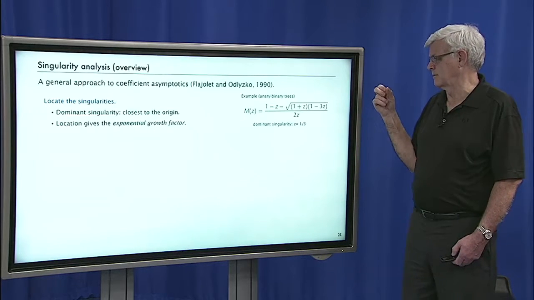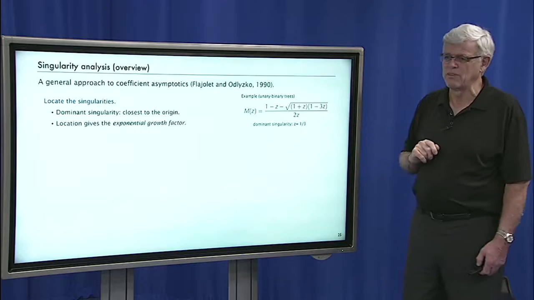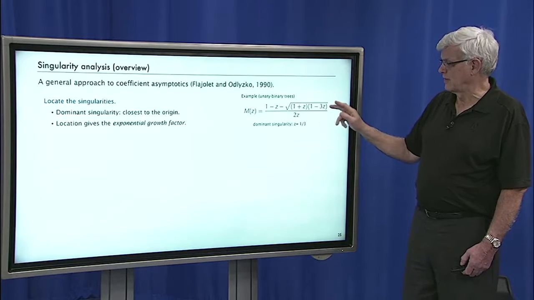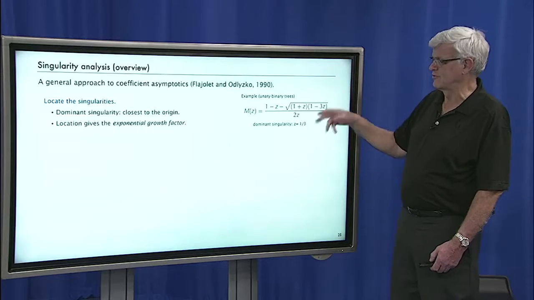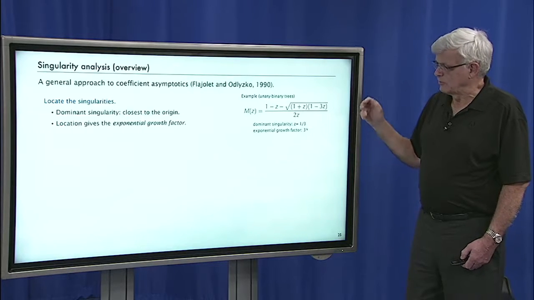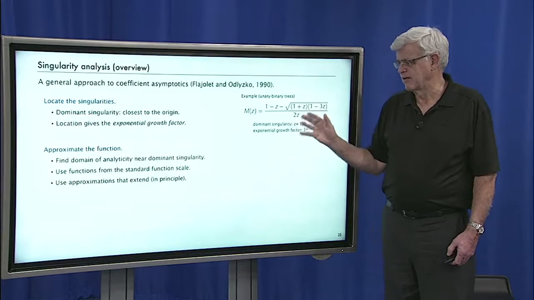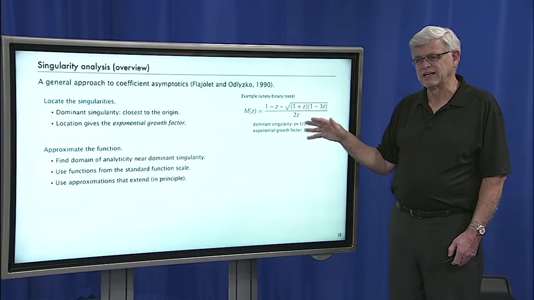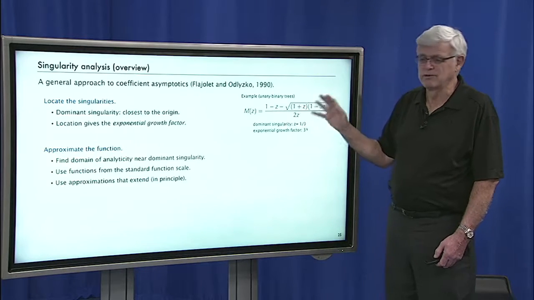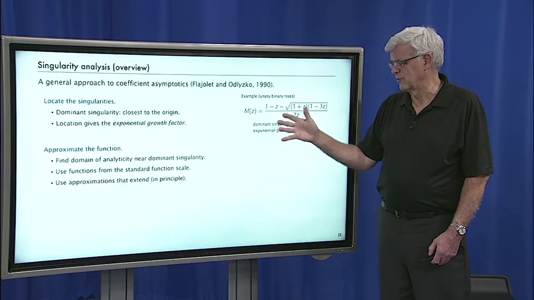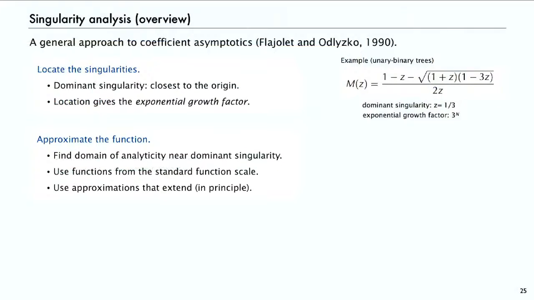The closest singularity to the origin is z = 1/3. There's another one further out at -1, but that's not the one that matters. So the exponential growth factor is going to be 1 over that, which is 3^n. That's the first thing. The next thing is to figure out where the function is analytic near the dominant singularity, basically, where's that slit? Then we're going to use functions from the standard function scale to approximate it near that dominant singularity using Taylor's theorem, and we use approximations that extend in principle.